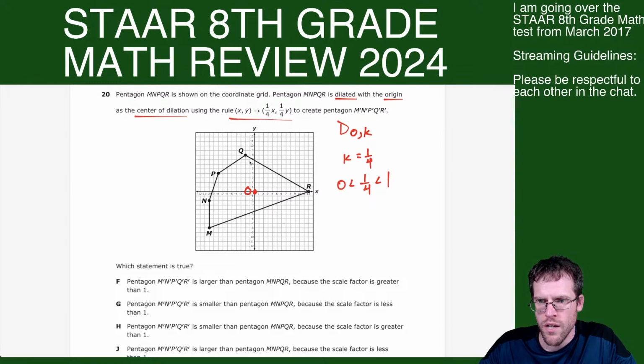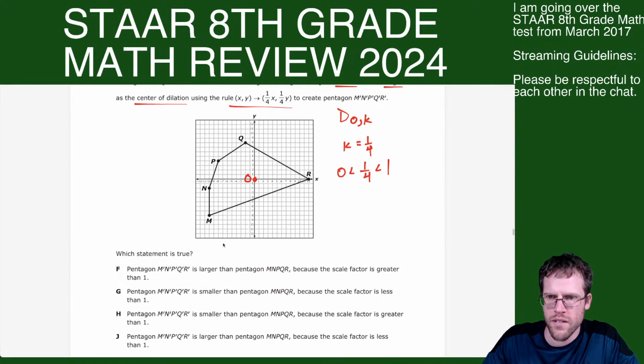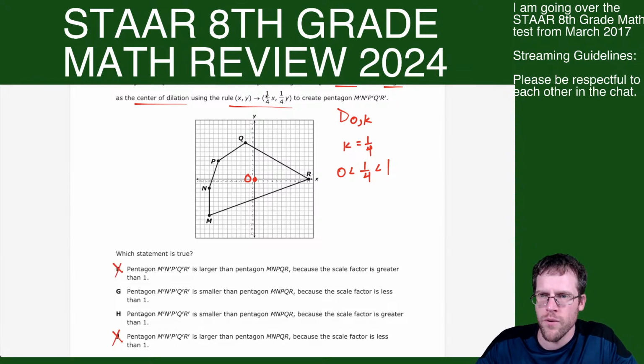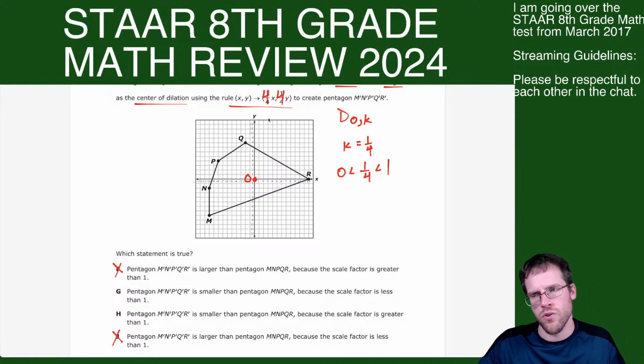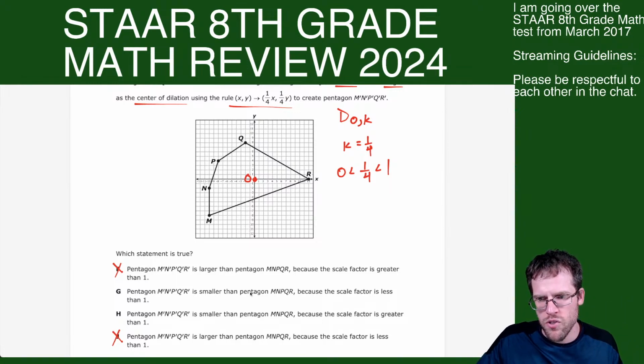I could actually scale all of these points, but honestly, that's not going to be needed. It's more the concept. So the new pentagon, the one with the primes attached, M prime, N prime, P prime, Q prime, R prime, is going to be smaller, not larger. It would be larger if it was like 4x, 4y. If you multiply by a scale factor greater than 1, then it's going to make the shape bigger. But it's going to be smaller because the scale factor is less than 1.